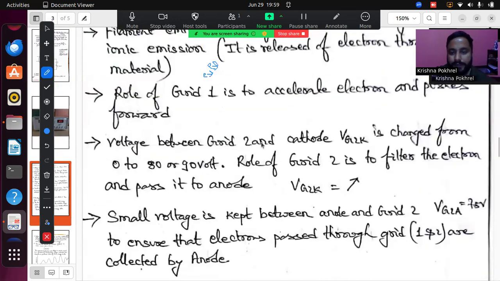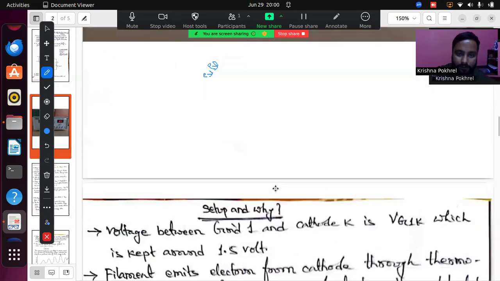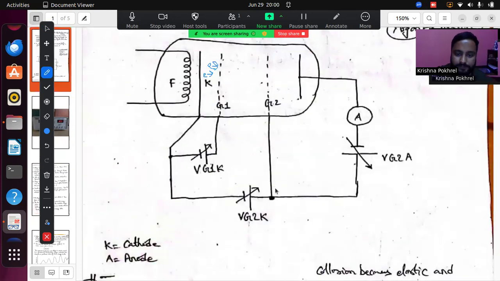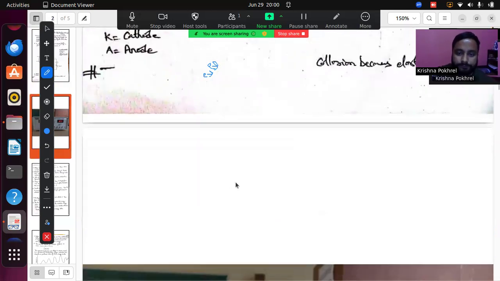Now, what is the voltage between grid 2 and cathode? That means VG2K is changed from 0 to 80 or 90 volt. The role of grid 2 is to filter the electrons and pass them to the anode. The voltage between grid 2 and cathode, VG2K, is changed from 0 to 80 volt, but later, not now. After we set up the voltage between G2 and A, we will change the value of VG2K.